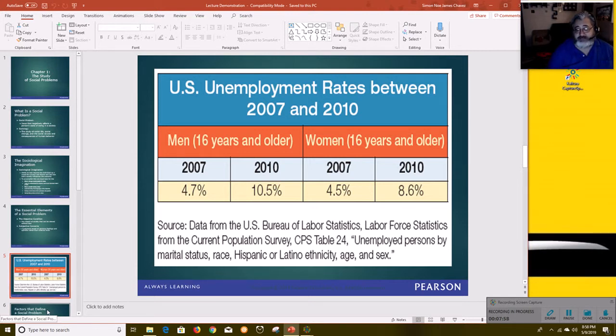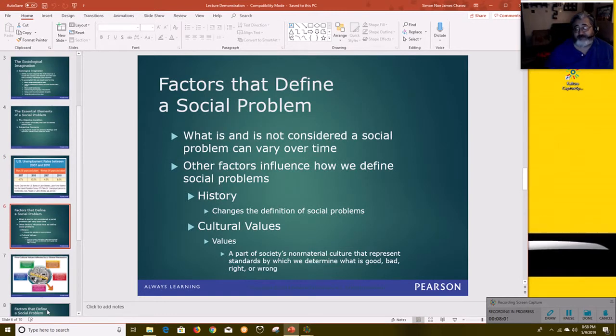Let's move on to our next slide, slide 6. Factors that define a social problem. What is and is not considered a social problem can vary over time. The world is changing. A long time ago, there was problems that we had that are not current, or maybe they weren't in existence and they are now. Okay.